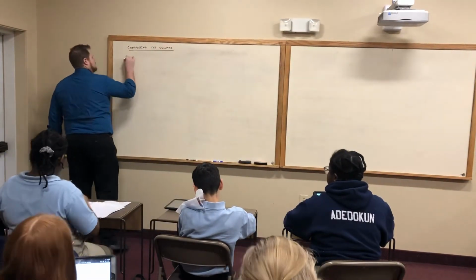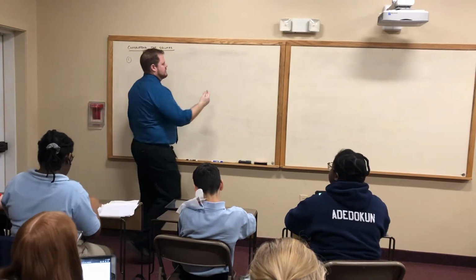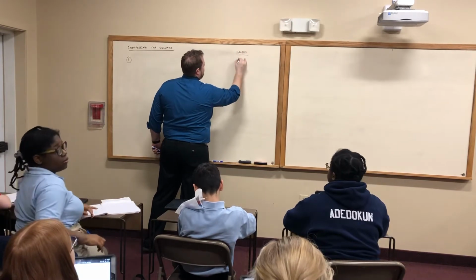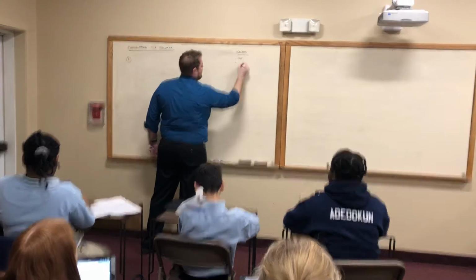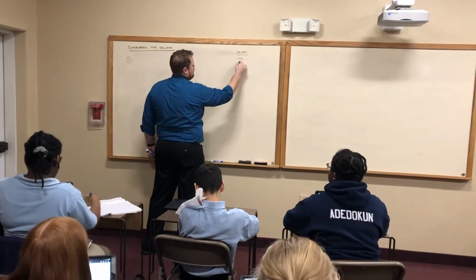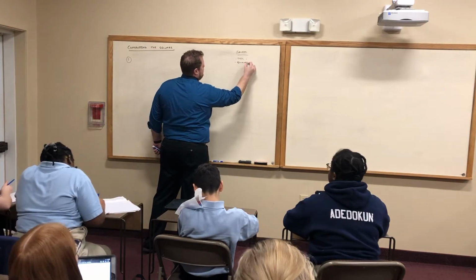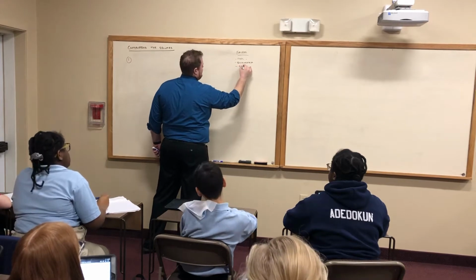Completing the square is another way to factor. There's a couple ways to factor. You should already know the FOIL method, which is a guess and check method. You should also know the quadratic formula, which if you don't know, you'll learn, and I'm not worried about that one. And then there's this one called completing the square.